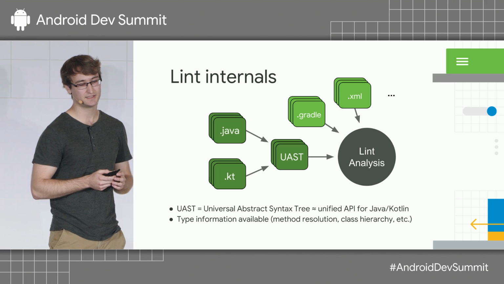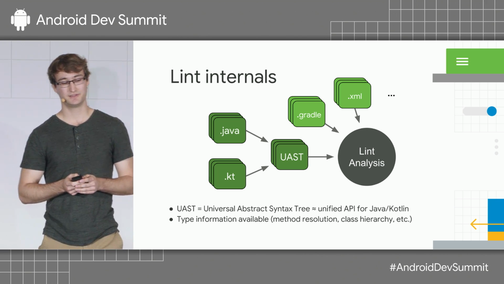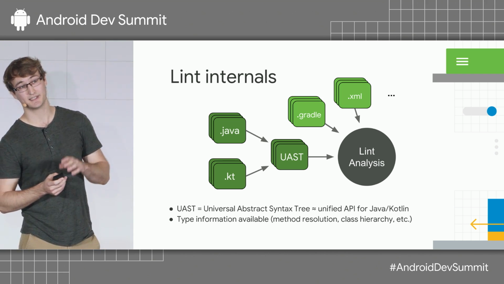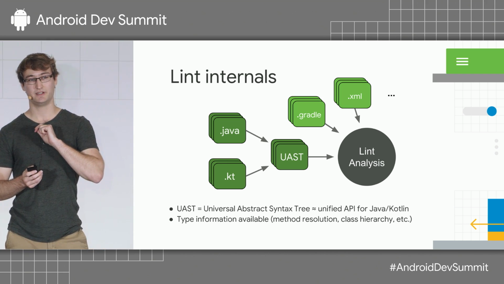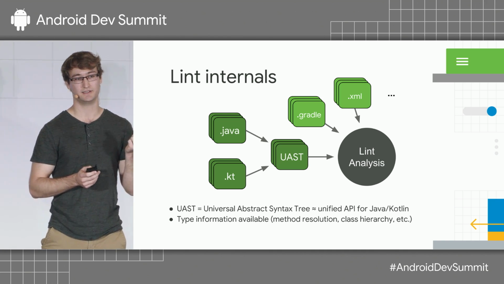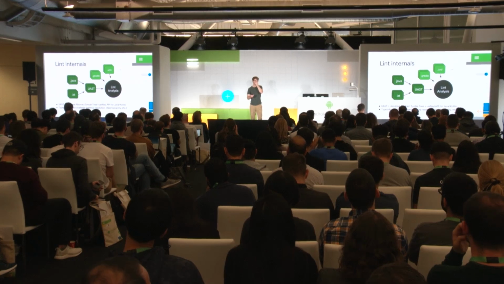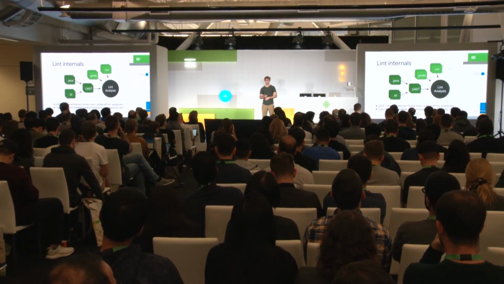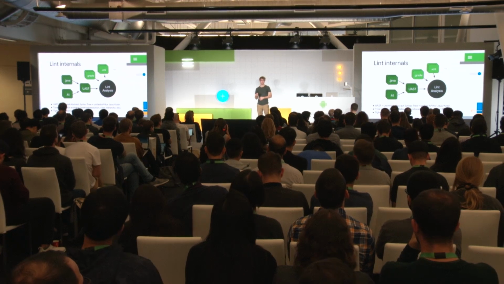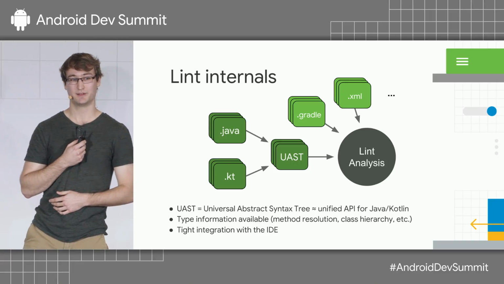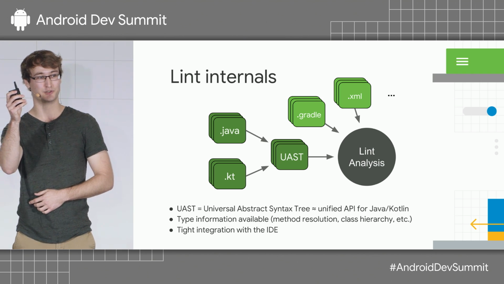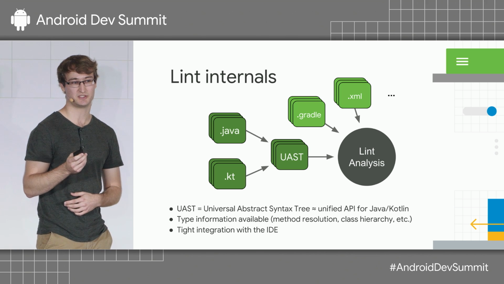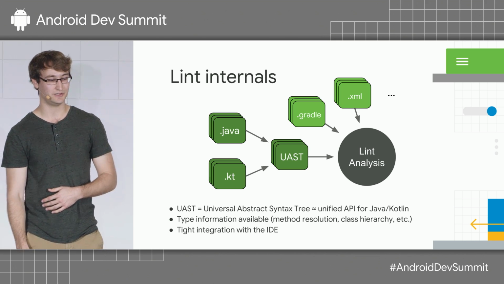A couple more points here. Type information is available. You're not just looking at text. You actually have the whole AST with type information. You can do things like method resolution. You can do things like examining the class hierarchy of the class you're looking at. That's really important for preventing false positives and just having really powerful lint checks. That's what makes lint so useful. We also have really tight integration with the IDE. One of my favorite parts about lint is that it shows you the warning messages right in the IDE. I think that's critical because if you don't have that, then a lot of your warning messages would just be lost in some build output somewhere, and it wouldn't be useful to most people.